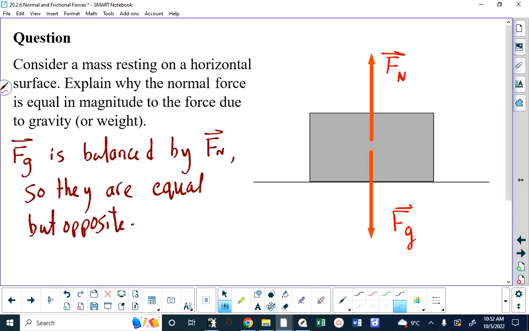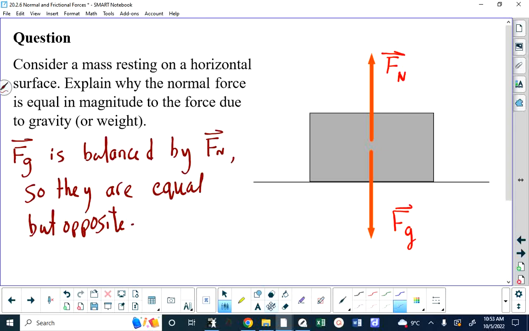And there's a lesson out of this question. It's an important one. And the lesson is this, and I'll repeat this in a minute. If you're ever asked to find the amount of normal force for an object on a horizontal surface, find the force of gravity instead. That's our way to determine the normal force.